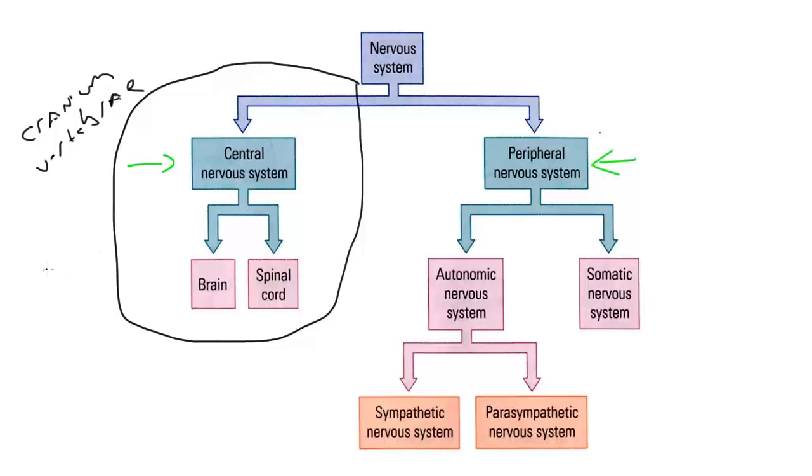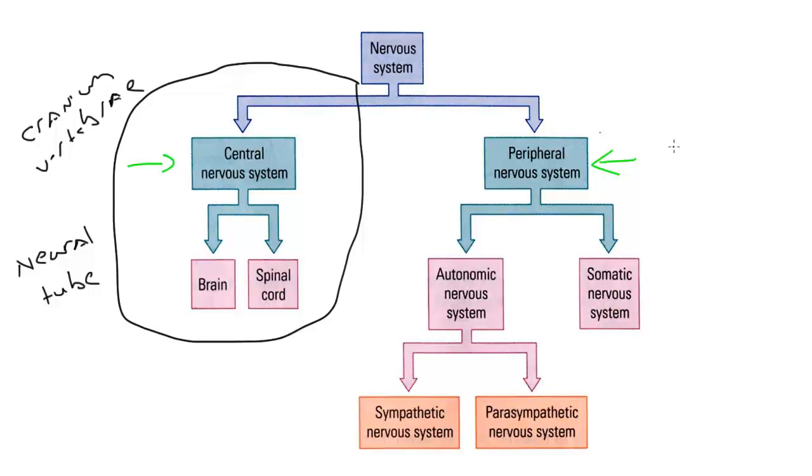There's also a developmental difference in that the central nervous system arises from a structure called the neural tube. So what happens is the developing nervous system rounds up to form a tube, and everything that's inside that tube is going to be CNS, brain, spinal cord.